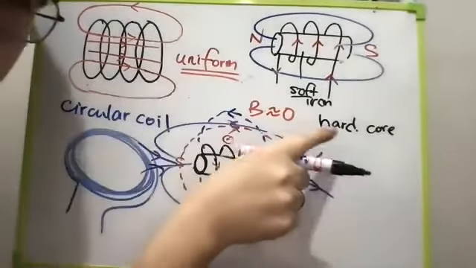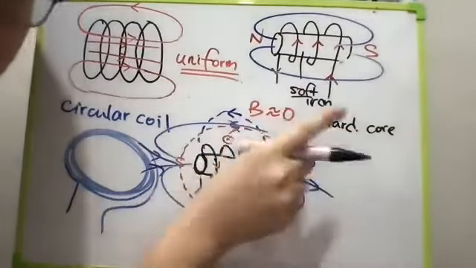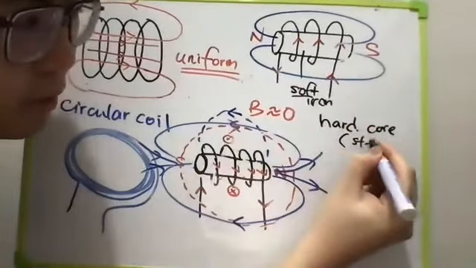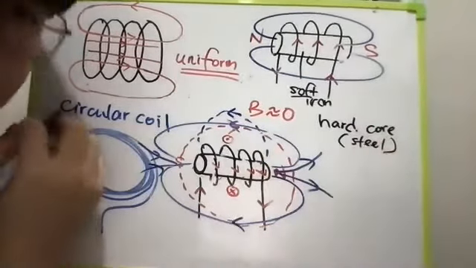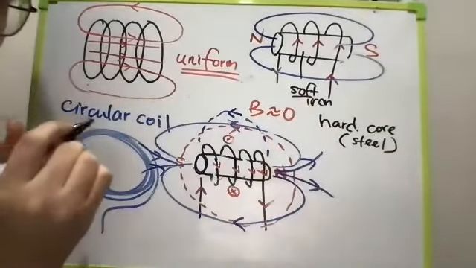A hard core means that when it gains magnetism, it cannot lose magnetism. So when you magnetize the hard core, then the hard core will stay magnetized. That is steel. It's like a permanent magnet. Okay? Compare soft and hard.